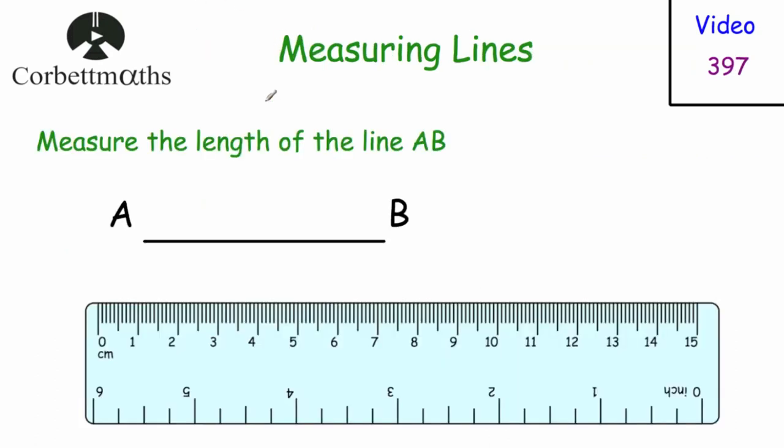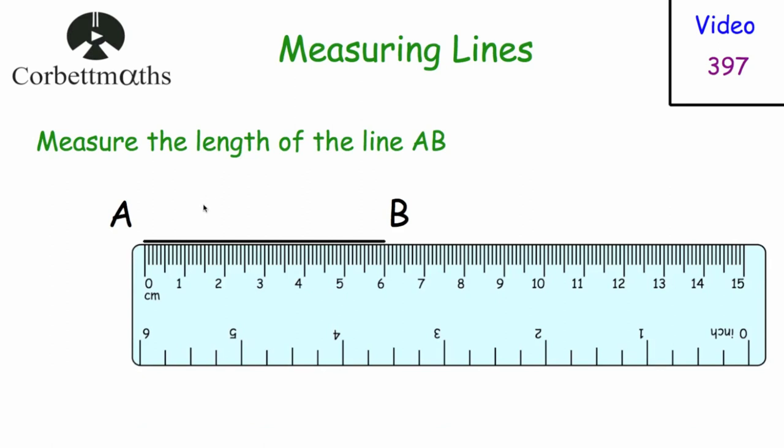Our next topic is measuring lines. Sometimes we're asked to measure line segments, such as this line, AB. And as you can see here, we've got our line AB. A is the beginning of the line, so here, and B is the end of the line here. We've been asked to measure the length of the line. So it's important whenever you're measuring lines that you use the centimeters. It's very rare in maths you'd use the inches side. So we're going to get our centimeters. So we're going to put our zero at the beginning of the line, and we're going to see how long the line is.